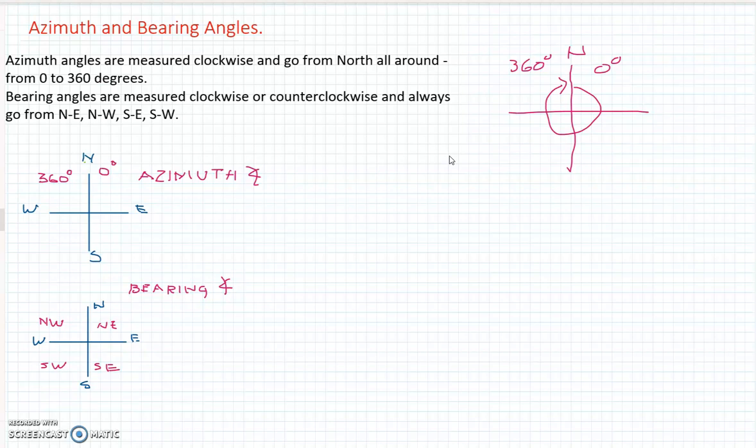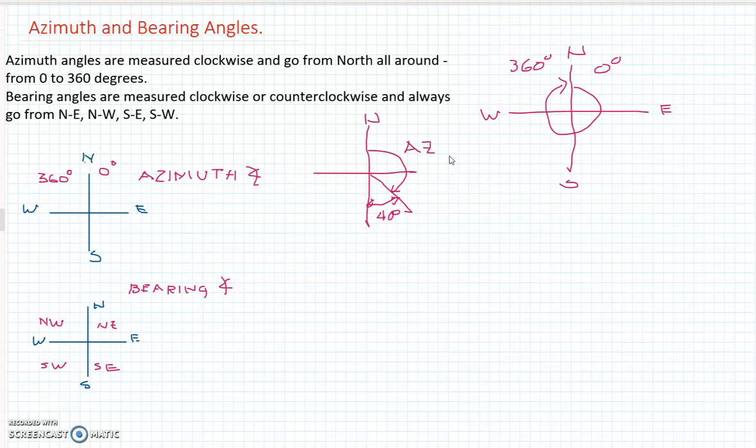So always go from north all around, from 0 degrees to 360. And this is east, this is south, and this is west. Always from 0 to 360. For example, I'll give you one example over here. This is the north. And if they give you this angle, and this is 40 degrees, and they ask for your azimuth, it will be this angle, okay? Always from north all around.